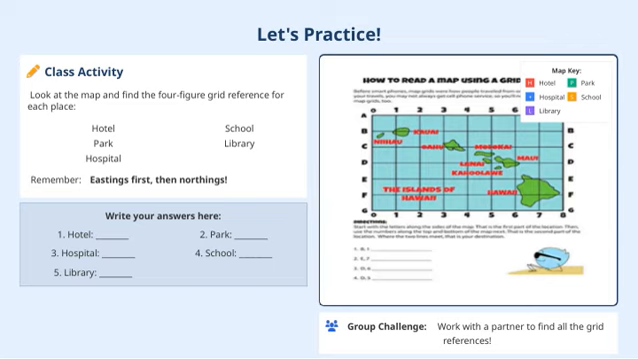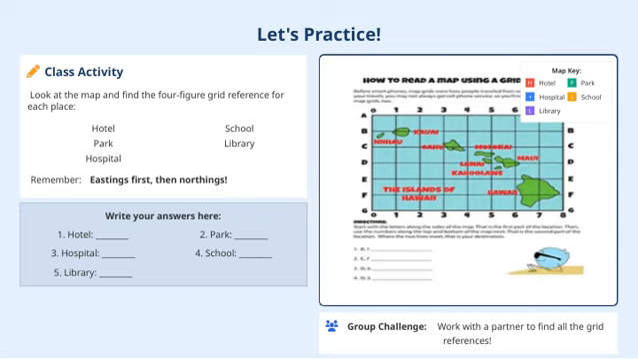As you work through it, write your answers in the spaces provided. For example, the hotel might have a grid reference like this: first the eastings, then the northings. And don't forget, the map key is there to help you. The H stands for hotel, P for park, plus sign for hospital, S for school, and L for library.